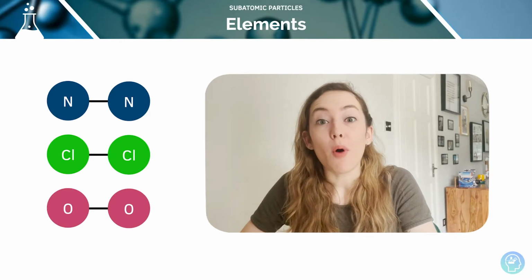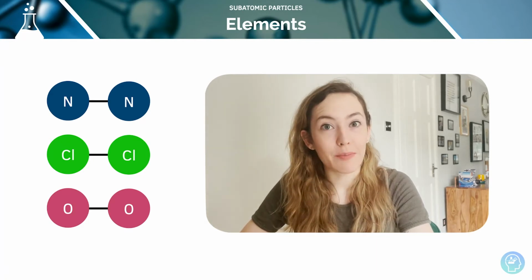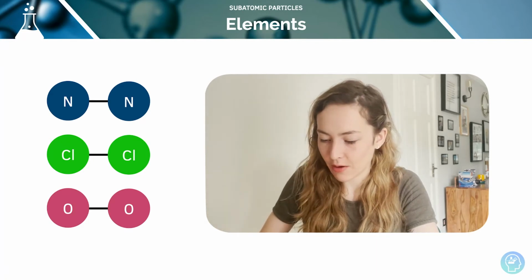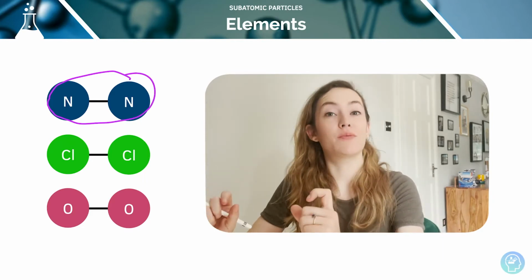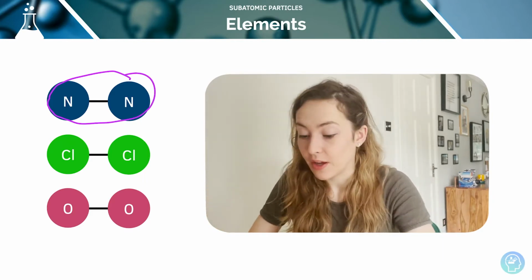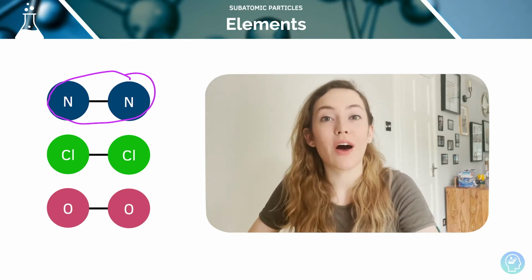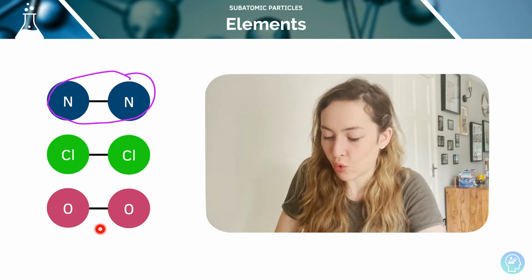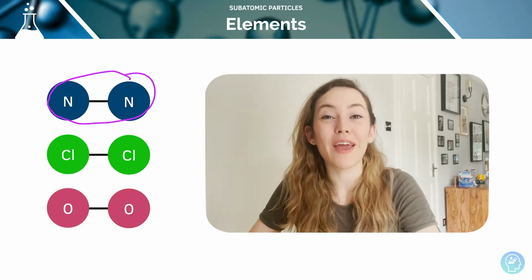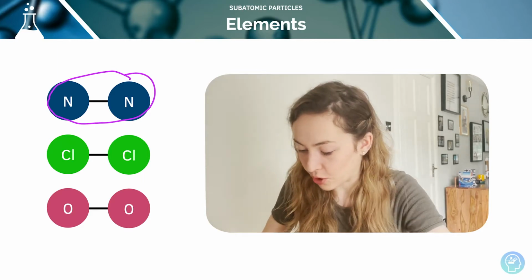Elements are made up of atoms. Each element has only one type of atom. If we have a look here, we've got nitrogen. Nitrogen involves two atoms of nitrogen that come together to form our gaseous nitrogen, N2. There's only one type of atom in that particular element, and we have the same with chlorine and oxygen. All these three are called diatomic, so two atoms make up one molecule.